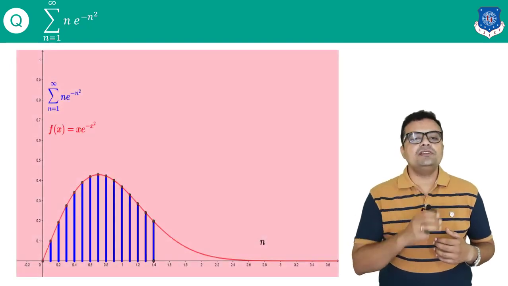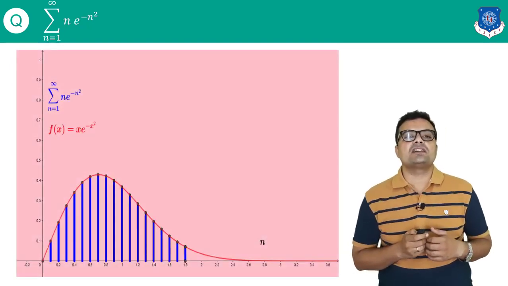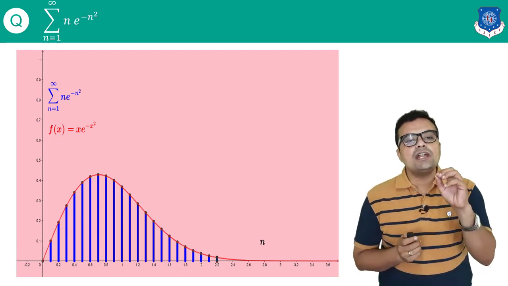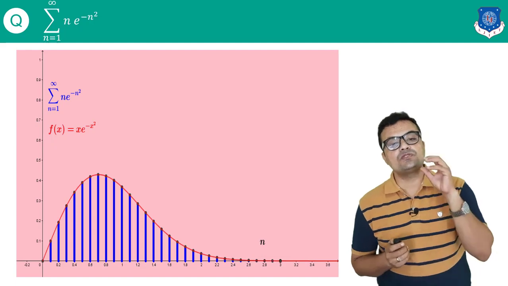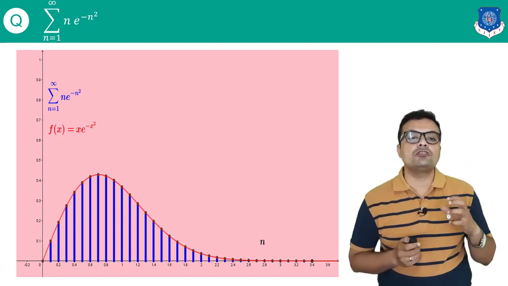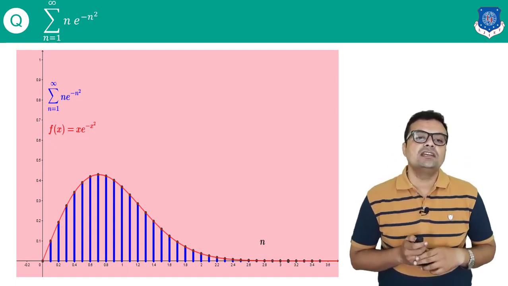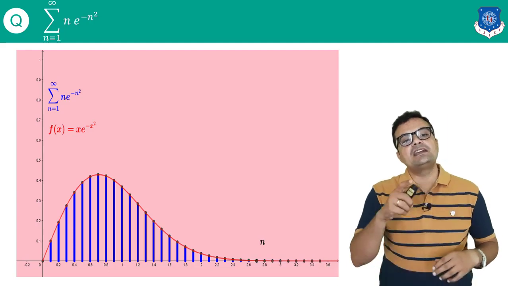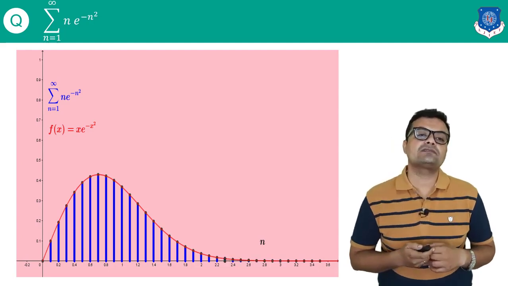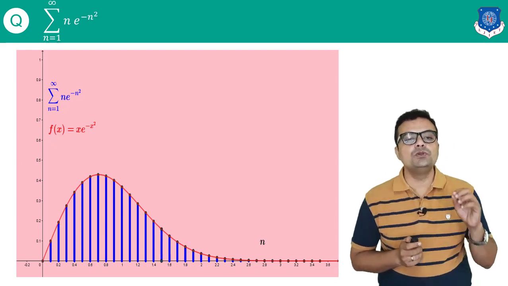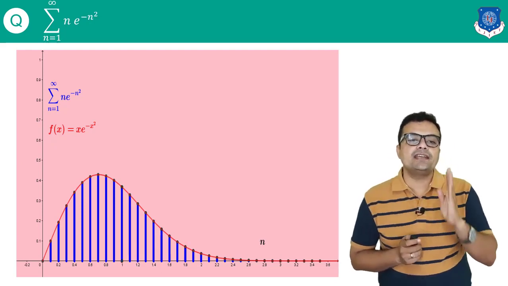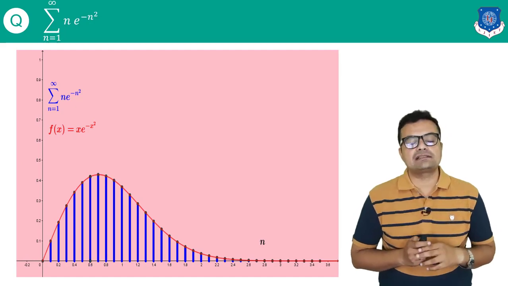Now if you look carefully, I have represented this thing graphically also. If you look at the graph of this function x e raised to minus x square, which was actually derived from f of n equal to n e raised to minus n square, it is denoted by that red graph on the xy plane. And then I have considered the points from this series as blue dots on the curve, and then I have represented them by blue bars.